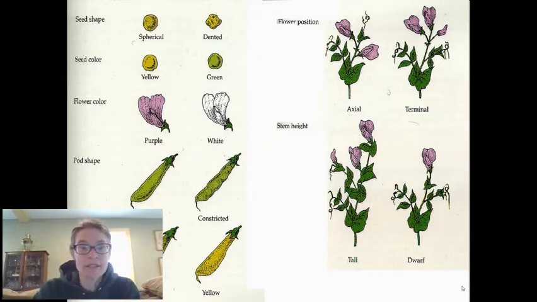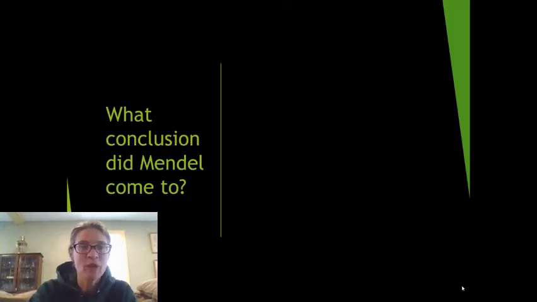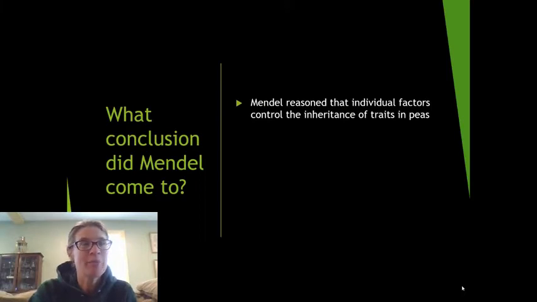attributes or traits of pea plants, everything from the seed shape and color to flower color to pod shape and color, where the flowers are positioned on the plant, and how tall the plants were. From his data, Mendel was able to come up with some really big ideas.